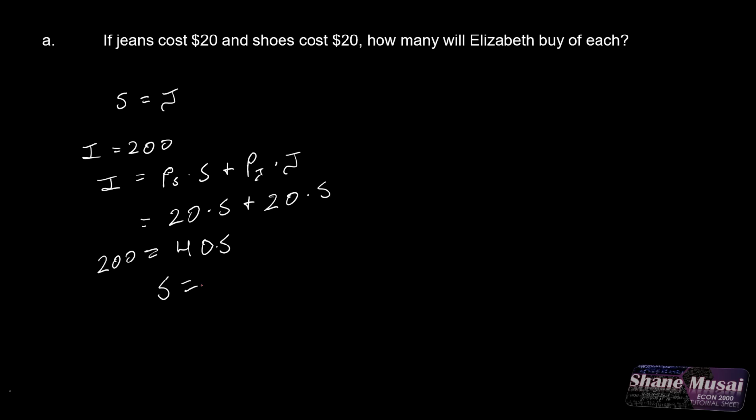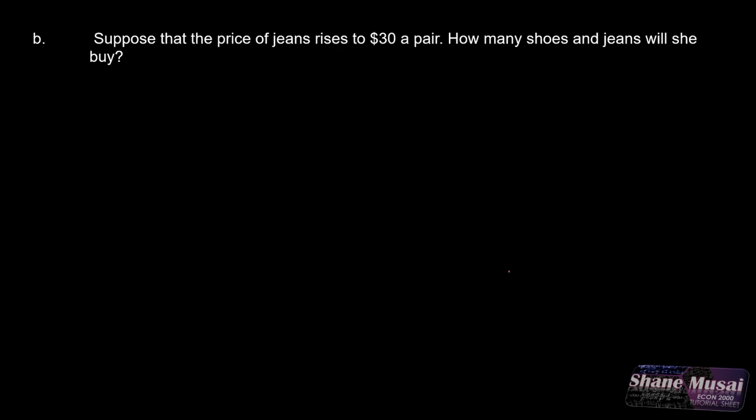So to solve for S, S is equal to 200 divided by 40, which is equal to 5. So S is equal to 5, and the number of jeans, J, is also equal to 5. So she buys 5 pairs of shoes and 5 jeans if $20 were the cost of jeans and $20 were the cost of shoes. Part B says, suppose that the price of jeans rises to $30 a pair. How many shoes and jeans will she buy?